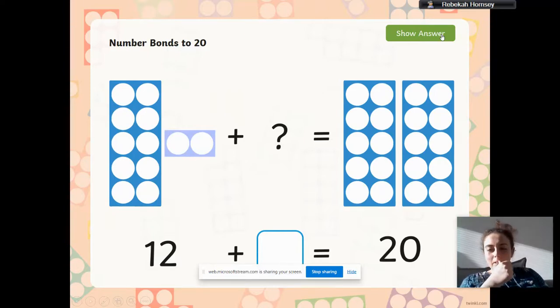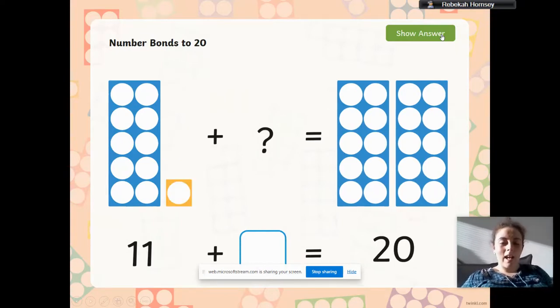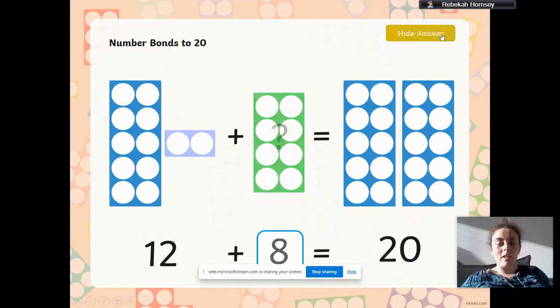12 add something equals 20. So if you've got your 20 items, count out 12 and then see how many are left, and that will give you our missing number. And then you've got your number bond. You done that? Okay then, 12 add 8 equals 20.